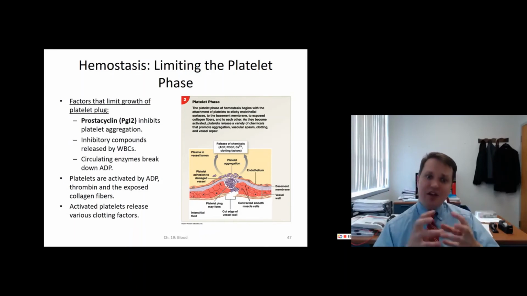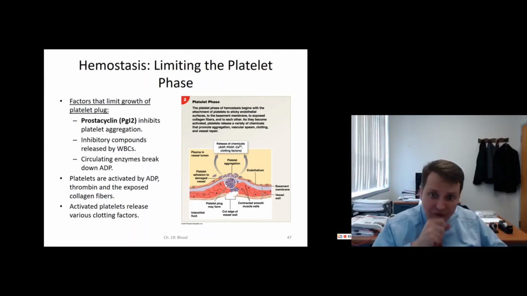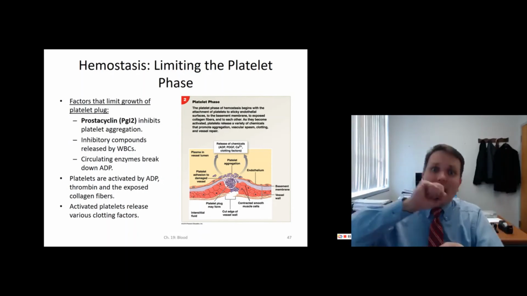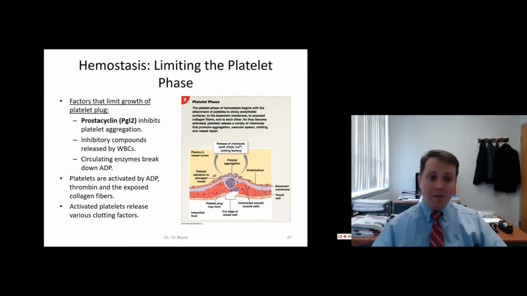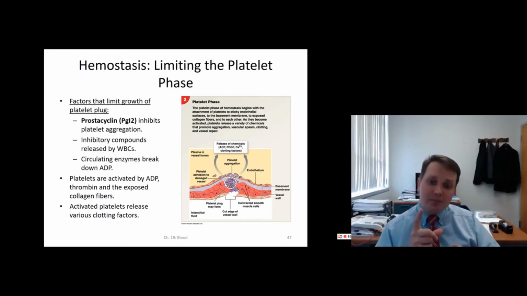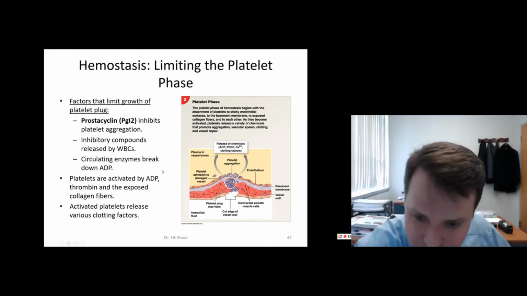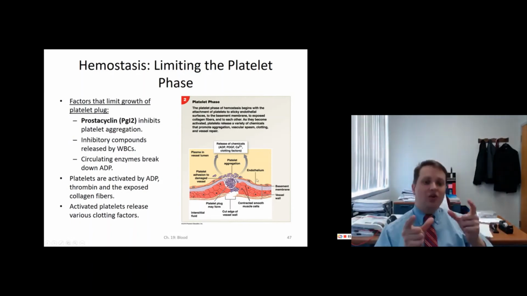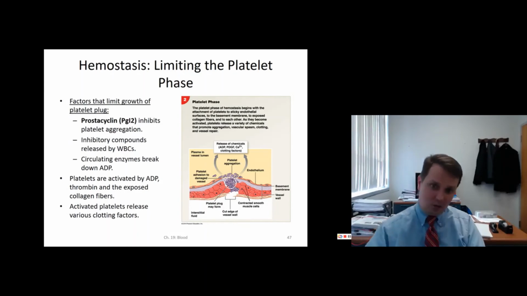So the ADP acts like coffee for a platelet who's sleepy, and he comes by and wakes up with the coffee, the ADP. Wow, I'm awake now. Thrombin also gets him going, and the exposed collagen fibers of the damaged vessels will help to do this. And that is going to activate these platelets to release clotting factors, and these clotting factors will set up the coagulation cascade. Okay? And that's where we're going now.